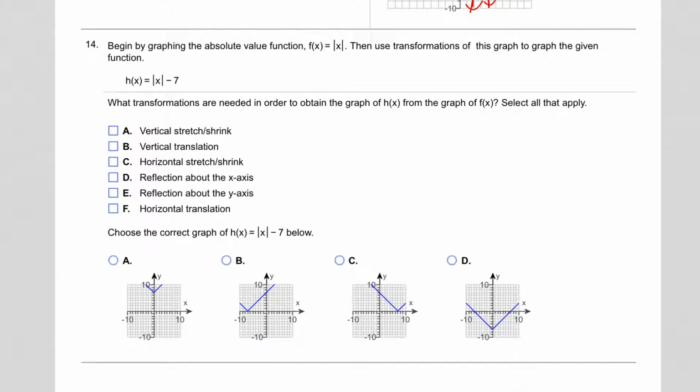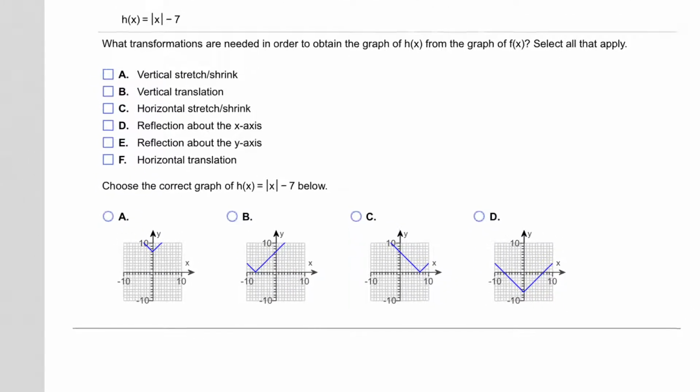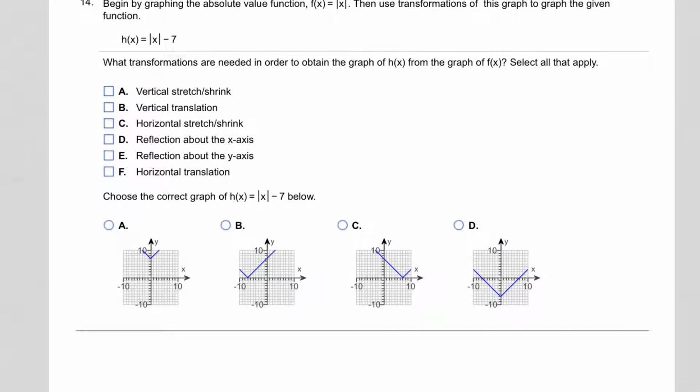Number 14. By graphing the absolute value function, then use transformations of this graph to graph the given function. So all this is a vertical shift downward. So we just look for that vertical shift, or translation, right here. And right here.